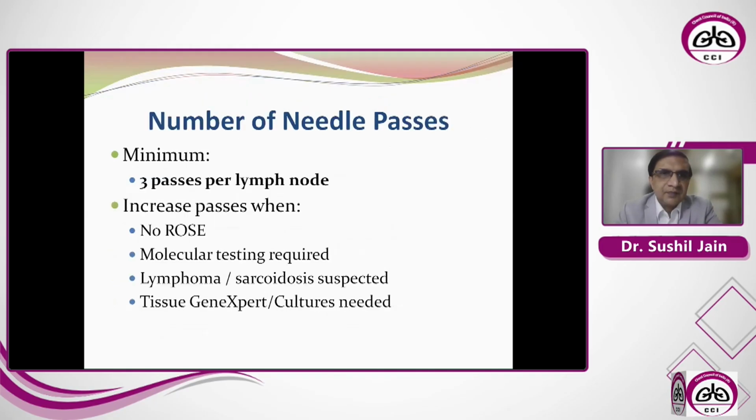Coming to the number of needle passes, again, a very important thing to remember. A minimum of 3 passes per lymph node is essential to get a good diagnostic yield. Increase the passes when there is no ROSE. If you are planning to do molecular testing, then definitely you need to have more passes, so as to have better tissue. If you are suspecting lymphoma or sarcoidosis, then the number of passes needs to be more. And if you need tissue for GeneXpert or AFB culture or other cultures, then you need to have more tissue and you need to do more passes. So these are the indications when you have to consider more than 3 passes of a particular lymph node.